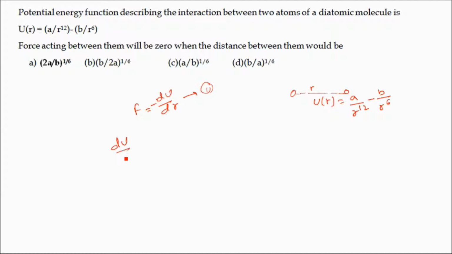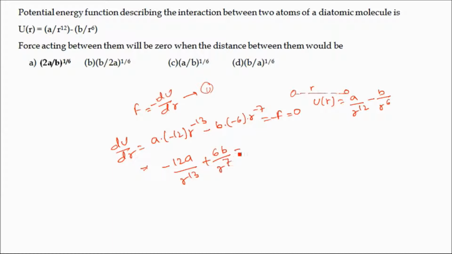We get dU by dr is equal to a into minus 12 r raised to power minus 13 minus b into minus 6 r raised to power minus 7, and it is equal to minus F, which must be equal to 0. So from there we get minus 12a divided by r raised to the power 13 plus 6b divided by r raised to the power 7 is equal to 0, and 6b by r raised to the power 7 is equal to 12a divided by r raised to the power 13.